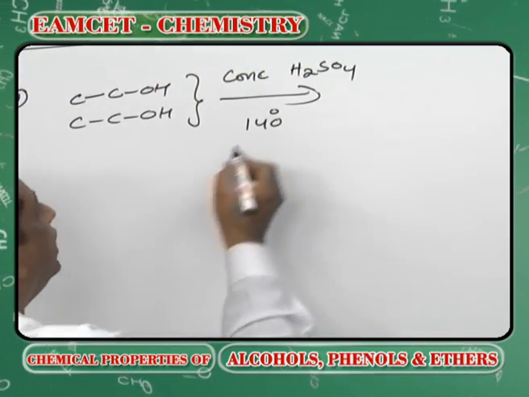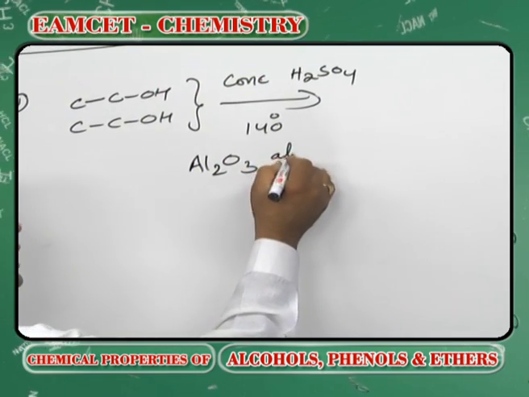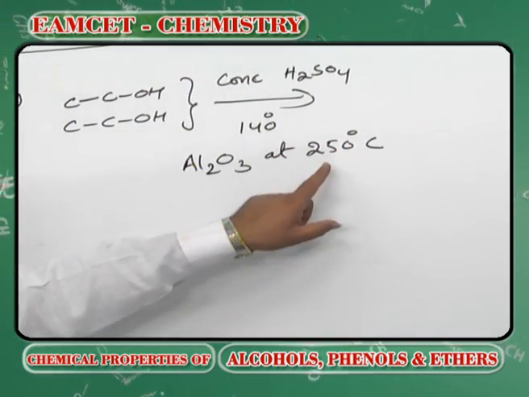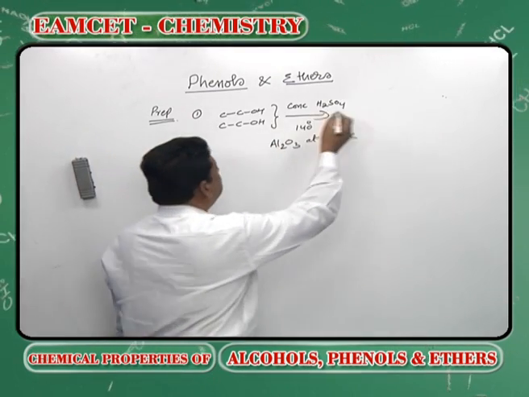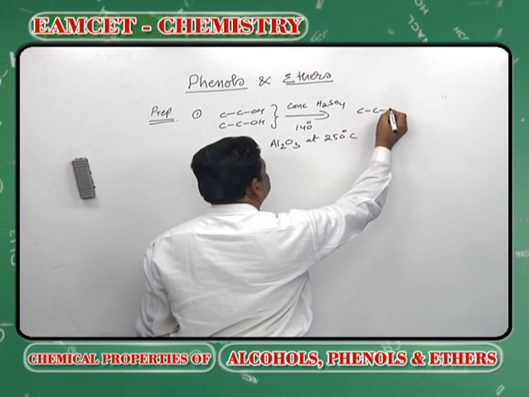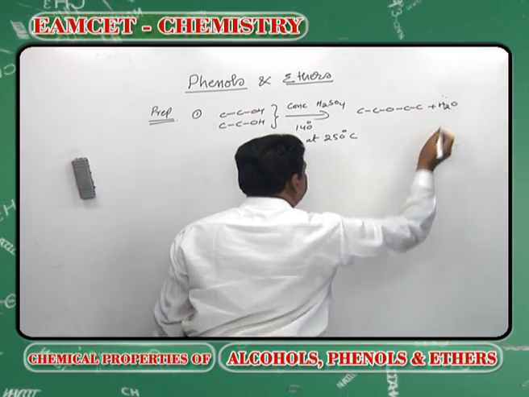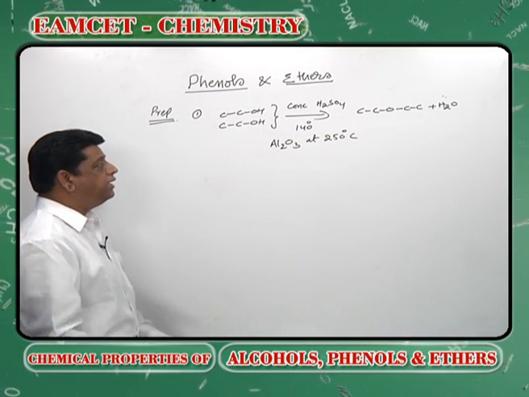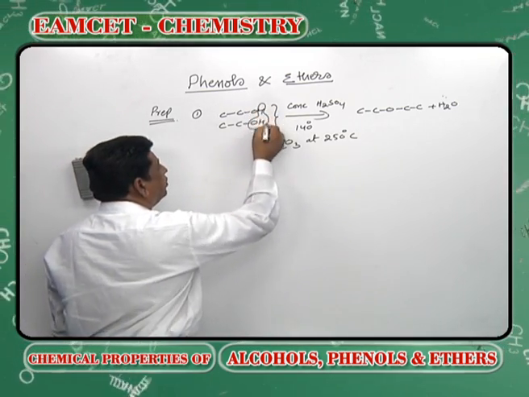This should be 140 degrees, or Al2O3, alumina at 250 degrees centigrade also will give the ether. If it is 350, you will get alkene formation. So, therefore, the reaction leads to ether formation with expulsion of a water molecule. It is a dehydration between the two molecules, intermolecular dehydration taking place, ether is formed. From one side OH, from the other side hydrogen is removed.